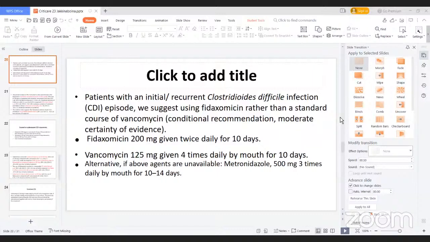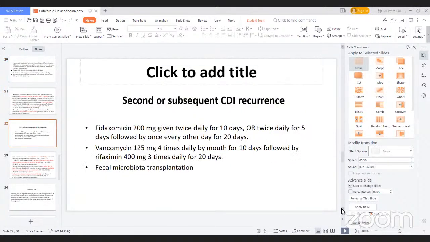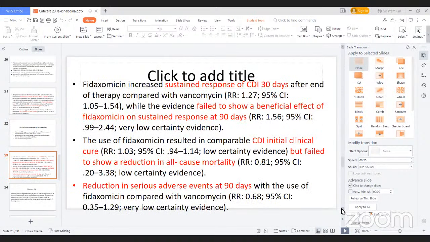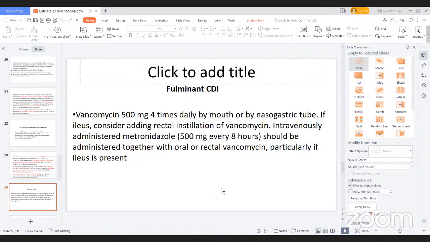Sir, one more thing, you told that vancomycin dose is 500 mg 6th hourly, na sir? CDI, 125 mg, 4 times a day. Okay, 125. If it is very serious, then we can use 500 mg also. You mentioned in one slide 500 mg. Fulminant CDI, vancomycin 500 mg 4 times a day, and metronidazole IV 500 mg 8th hourly. Yes, sir, this combination.